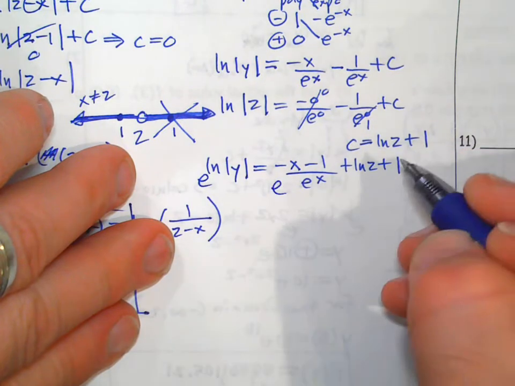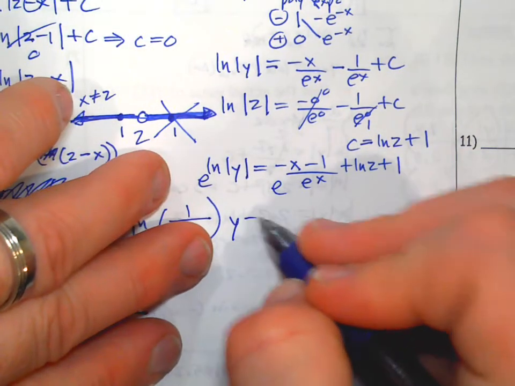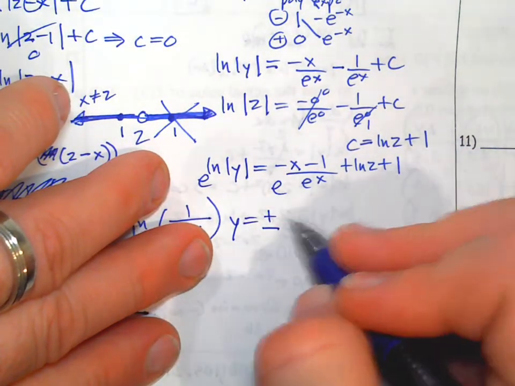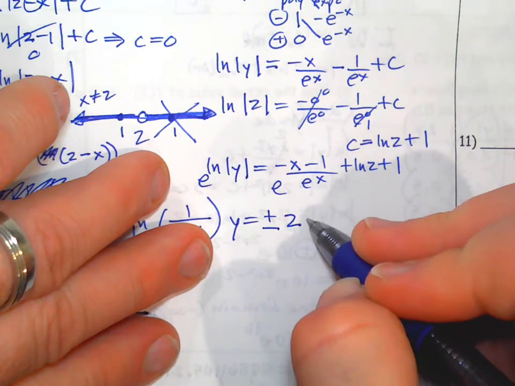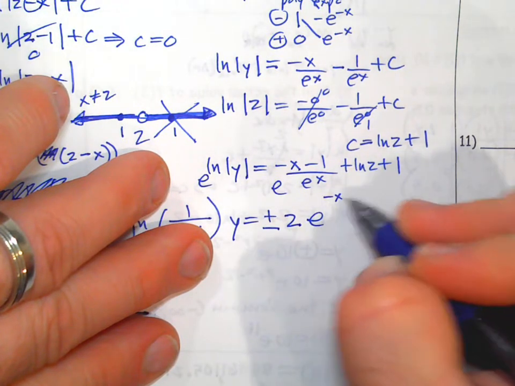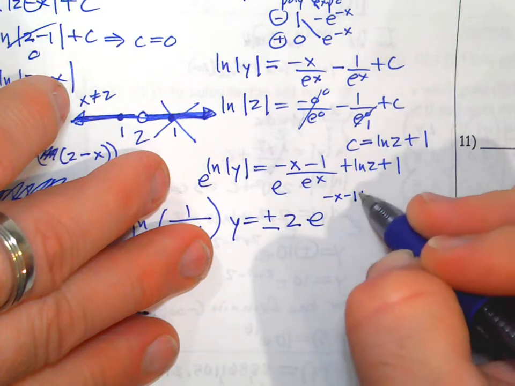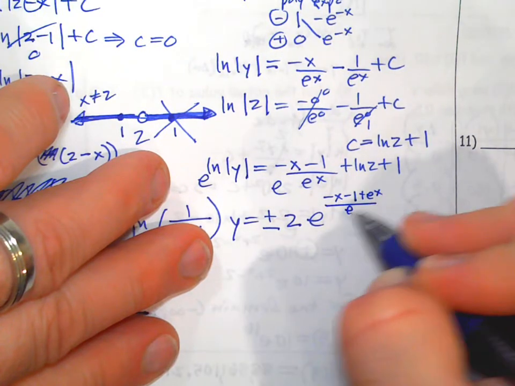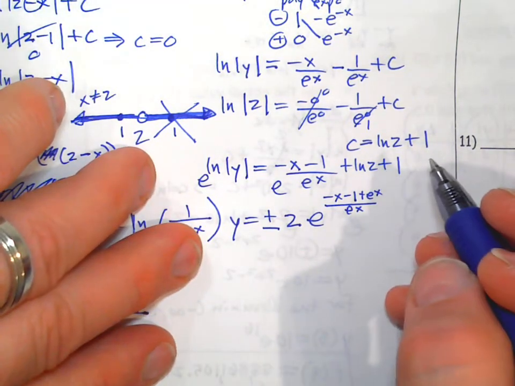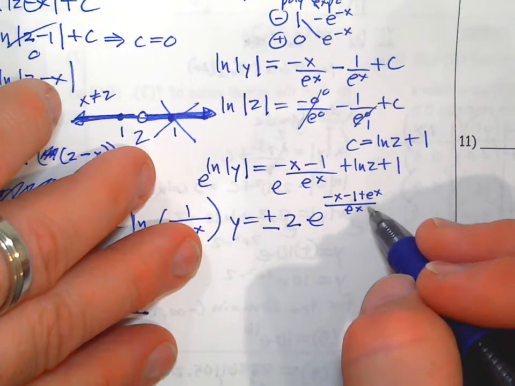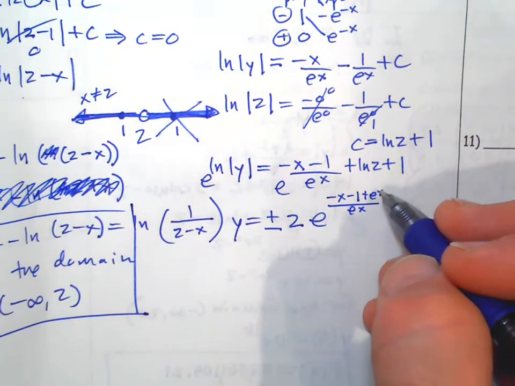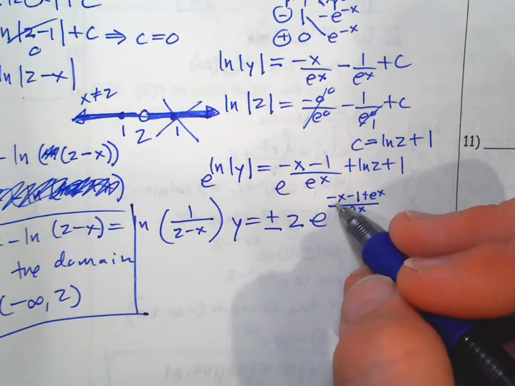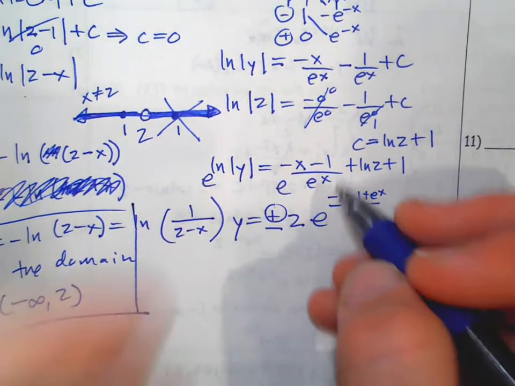Exponentiate both sides. Get rid of the absolute value, plus or minus. Now e to the natural log of 2 is 2. So it's going to be e to the negative x minus 1 plus e to the x. If you want to put this all in one big crazy fraction, that's all in the exponent too. Is it positive or negative? Plug 0 in. We get e to 0 is 1, is 2, it needs to be positive.